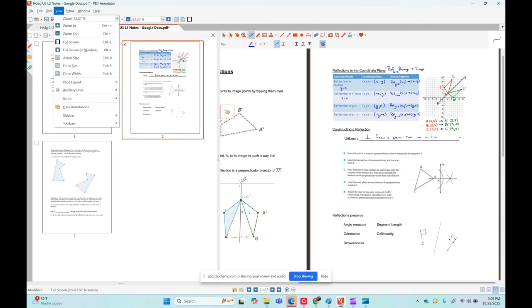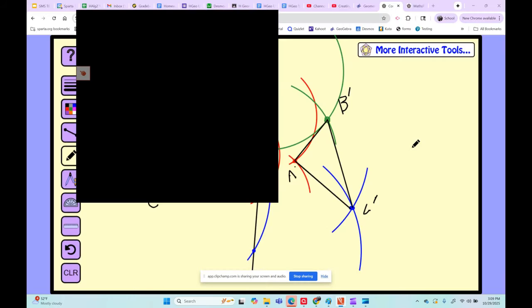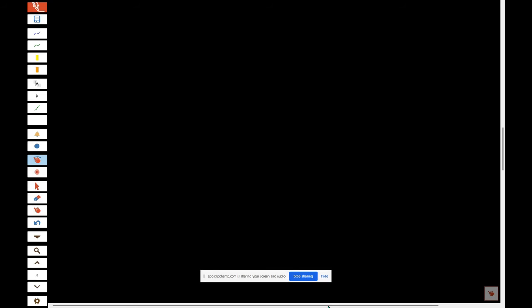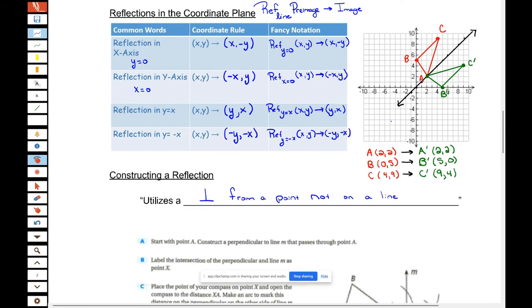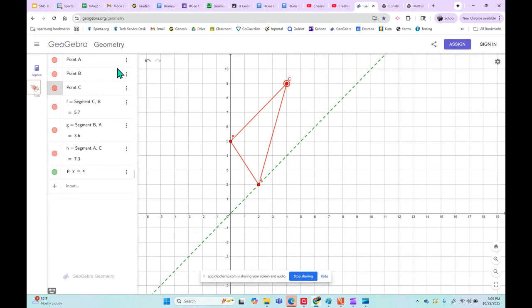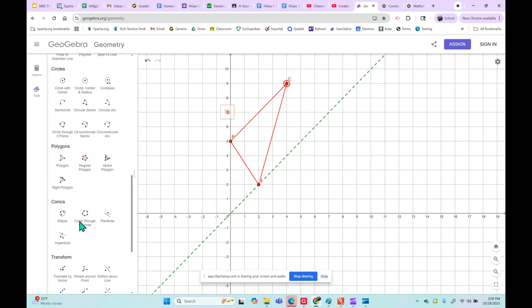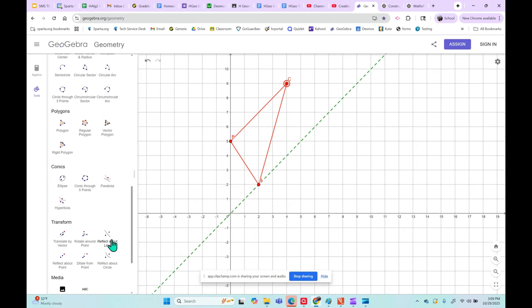I also wanted to show you this construction here that we did a minute ago in the coordinate plane. I do have it on GeoGebra set up to show you. I wanted to show you how to do a construction on GeoGebra. So if you want to construct it, I've pre-set up the picture and the line of reflection y equals x. We go down to transform, reflect about a line.